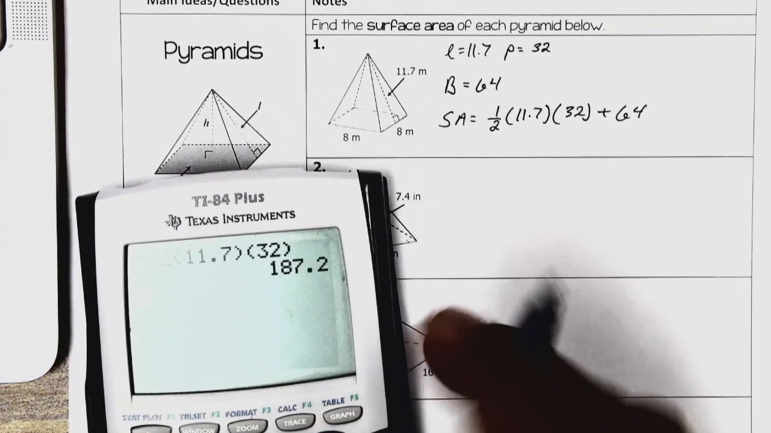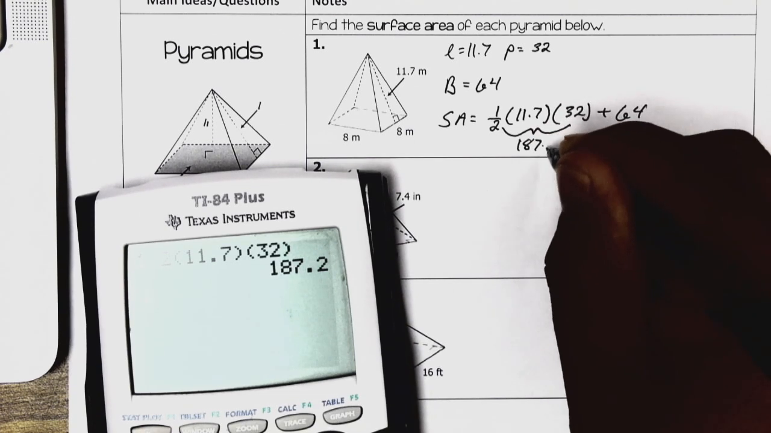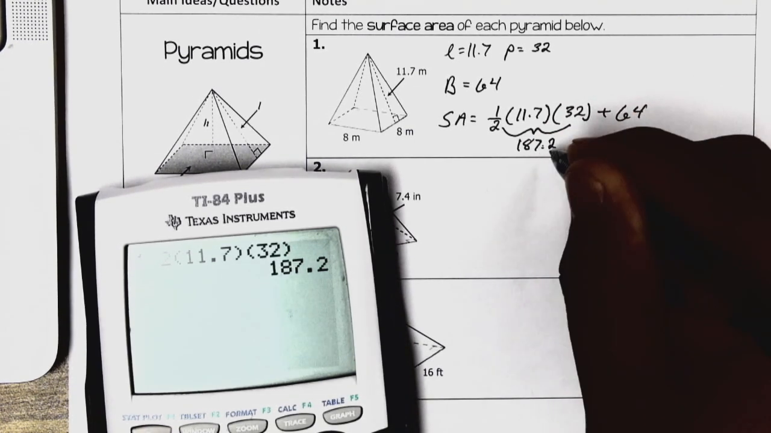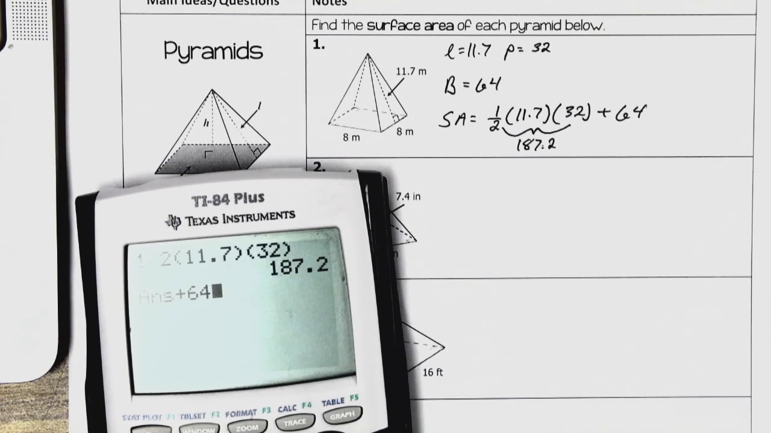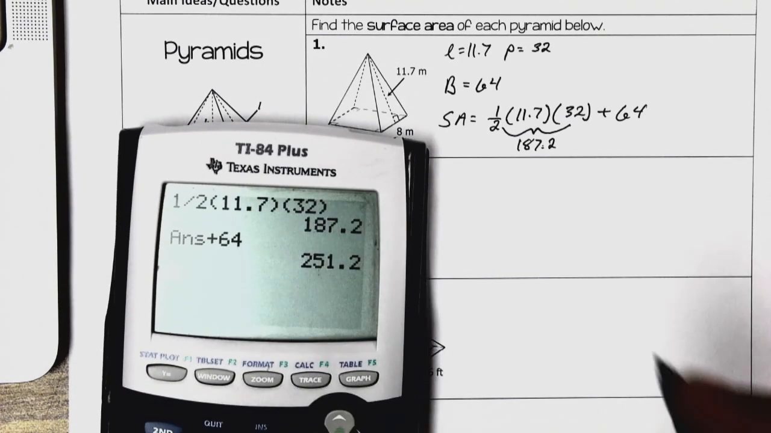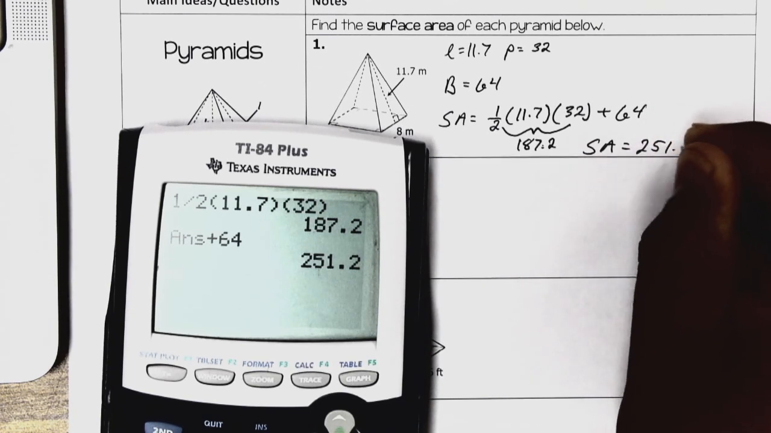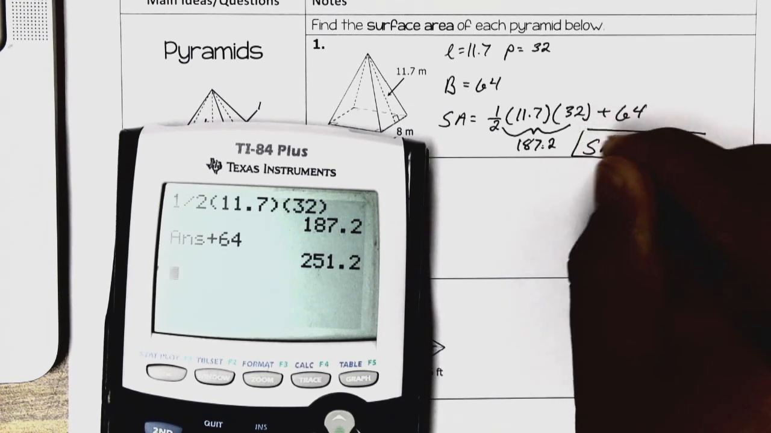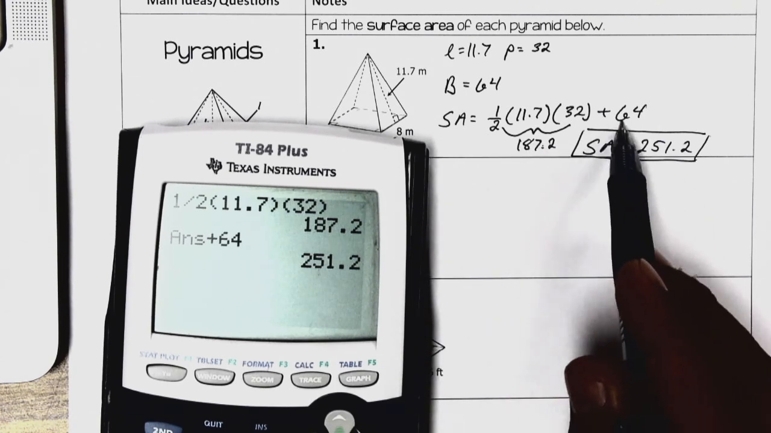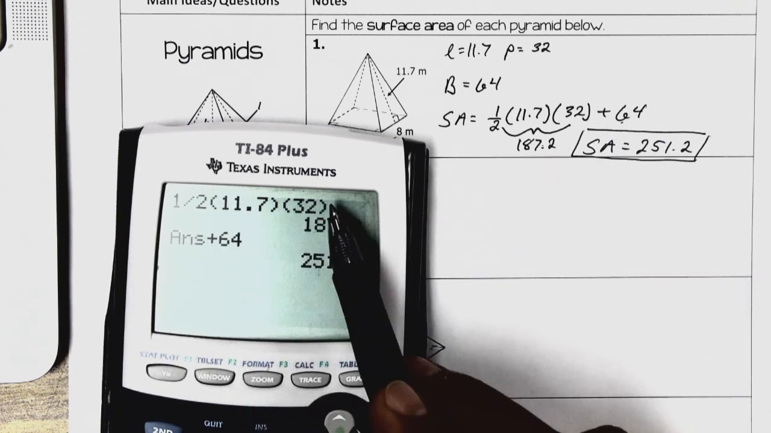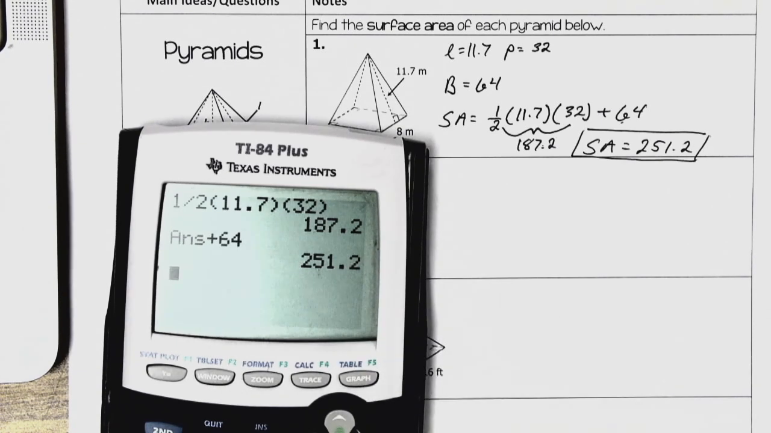So right here, this is 187.2. All you're going to do is add 187.2 plus that 64, and then this is your surface area. So surface area equals 251.2, and this is the final answer. All right, so I got this by adding these two together right here. There's the top part, 187.2 plus the 64, 251.2.